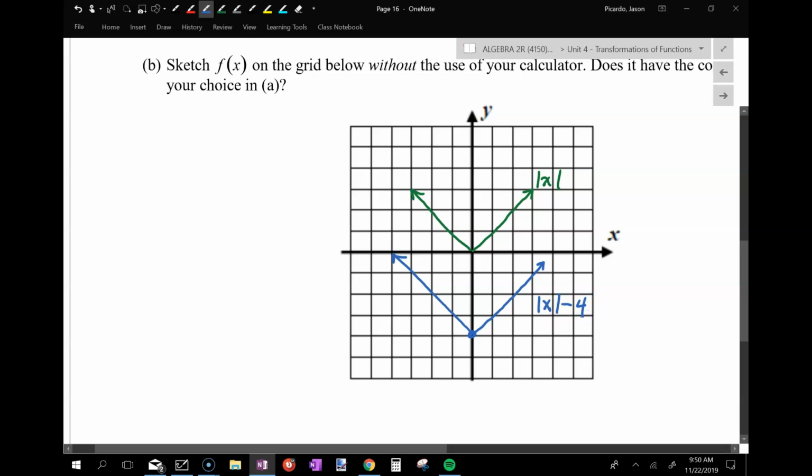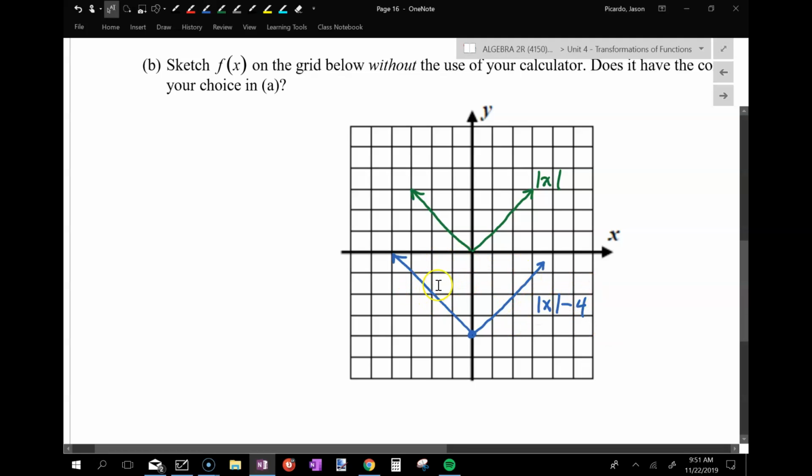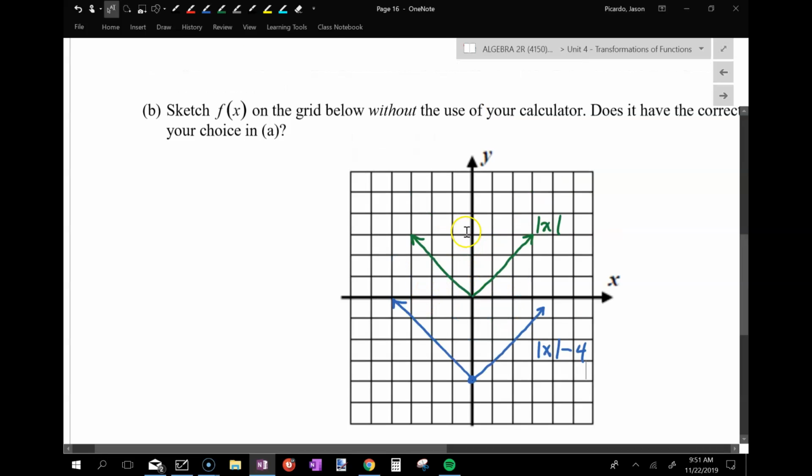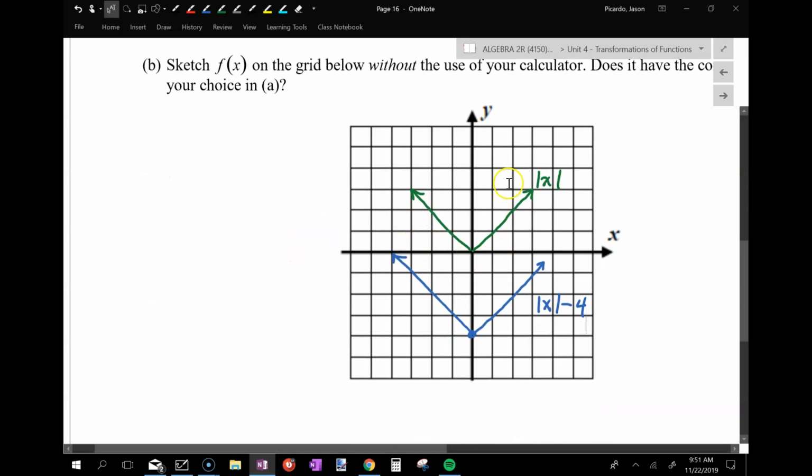And what do you notice about that blue graph? It's a reflection in the y-axis, right? Do you guys see the symmetry that holds this direction, right? So this definitely is even, and we saw it up here with the points. Does it have the correct look? It sure does. It is reflected in the y-axis, confirming that it is even.